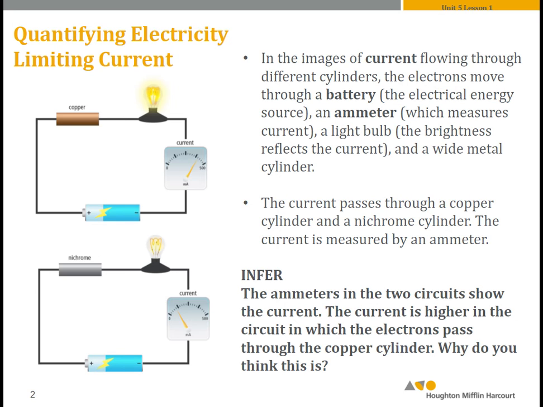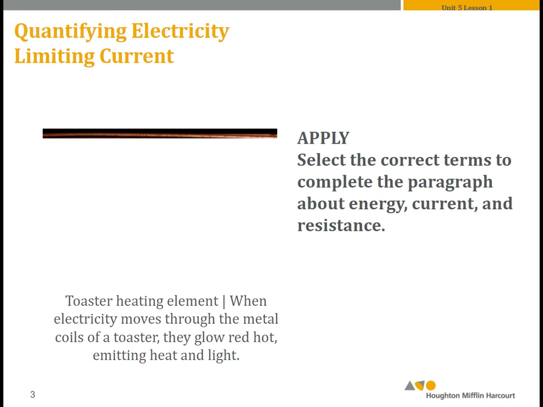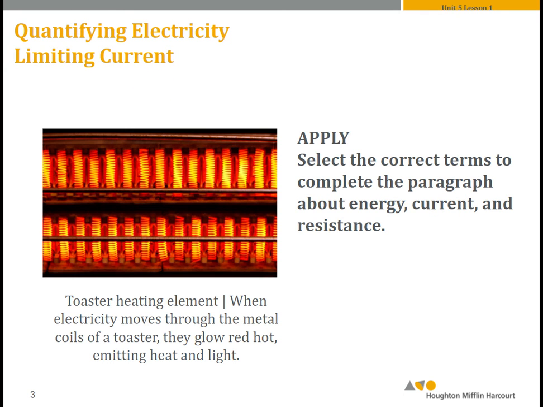And we can see on this diagram the current is higher in the circuit in which the electrons pass through the copper cylinder than in the circuit where the electrons pass through the nichrome cylinder. What does this tell us? Well, this tells us that the electrons move more quickly and more easily through copper than they do through nichrome. This is why we make wires frequently out of copper.